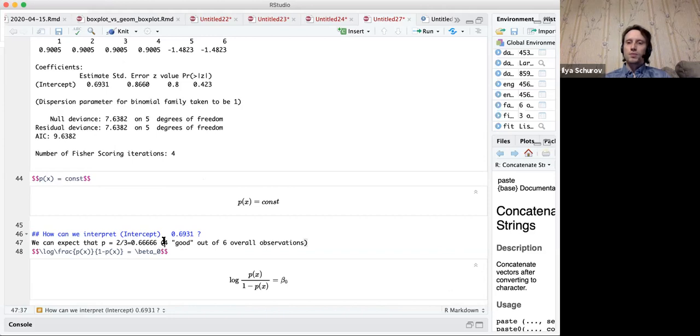По-моему, по-русски, я не знаю перевода на русский язык слова intercept. По-моему, так и говорят, свободный член или что-то в этом роде.